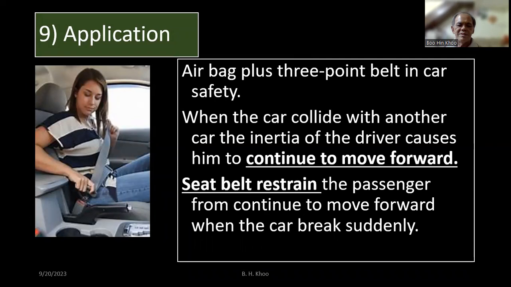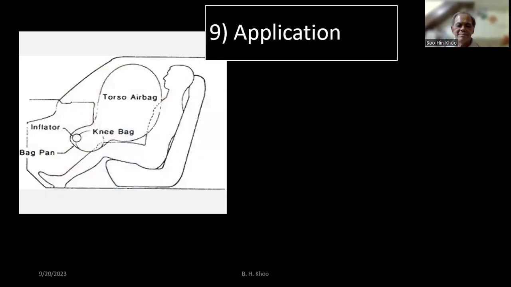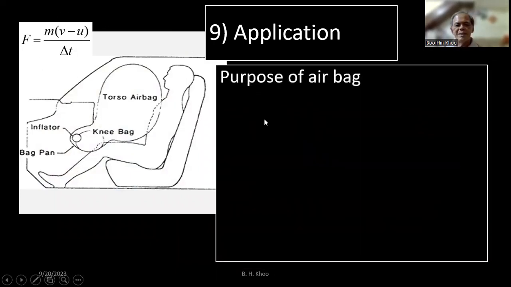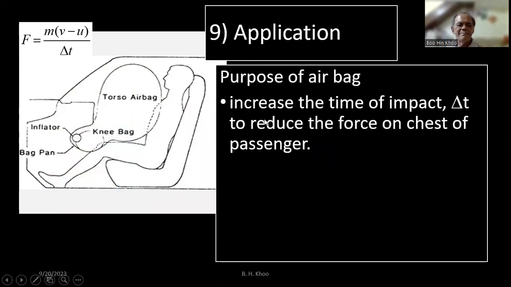And what's the purpose of the airbag? Right? They're just applying the formula. Purpose of airbag: increase the time of impact. Because it's soft, it increases the time of impact to reduce the force on the chest. Increase that, reduce that.